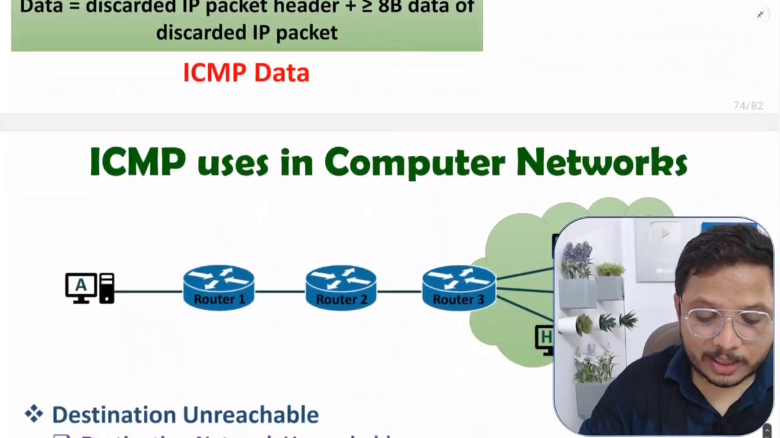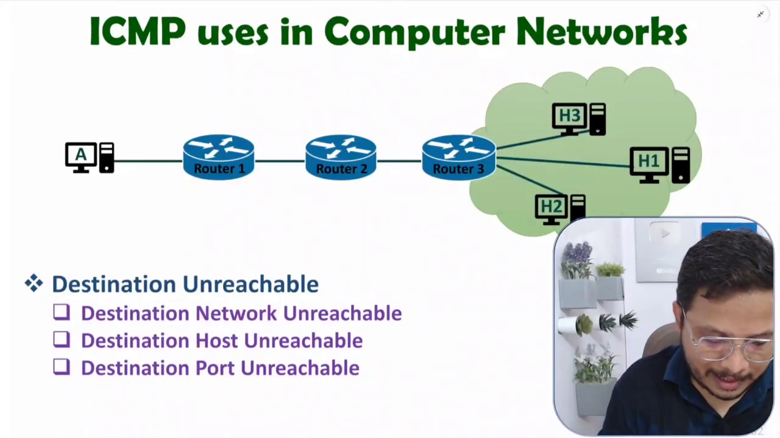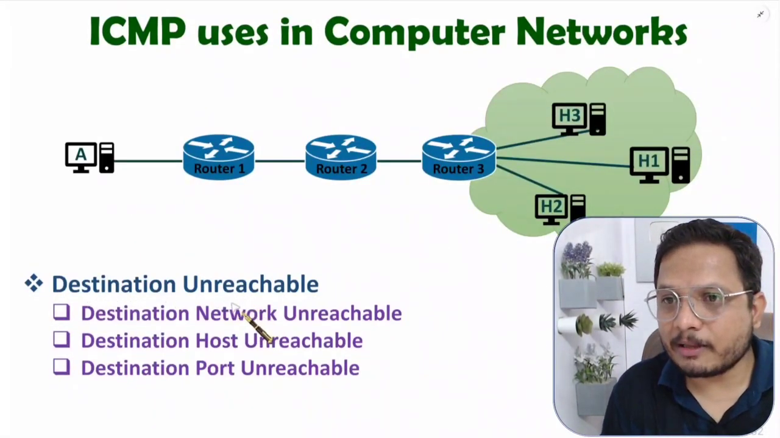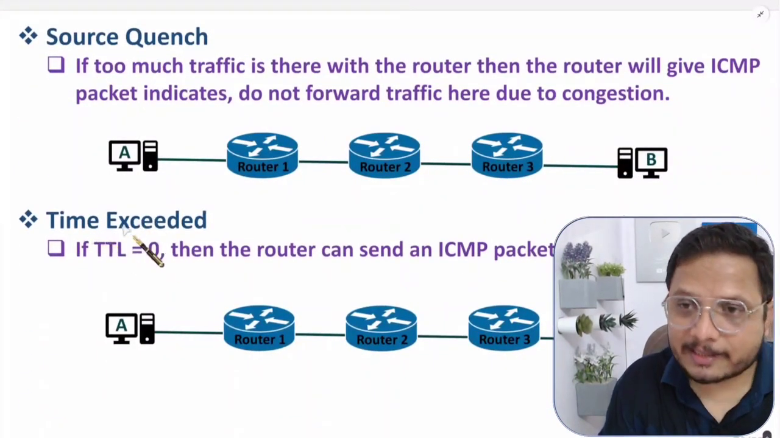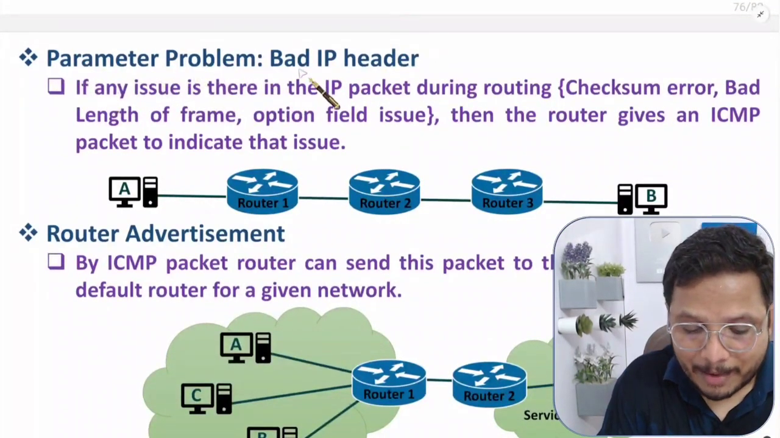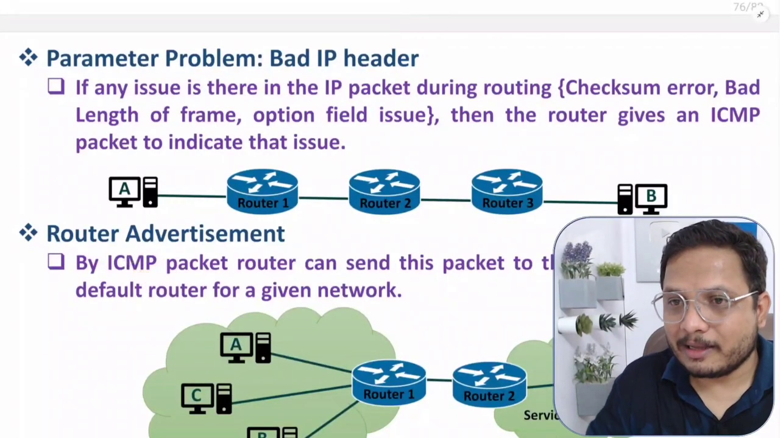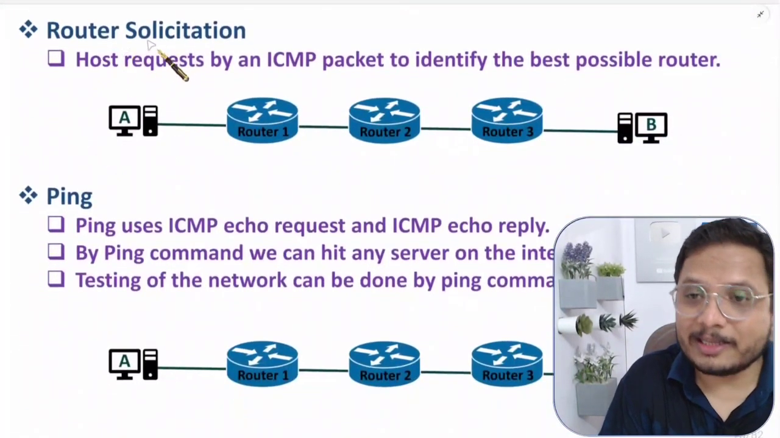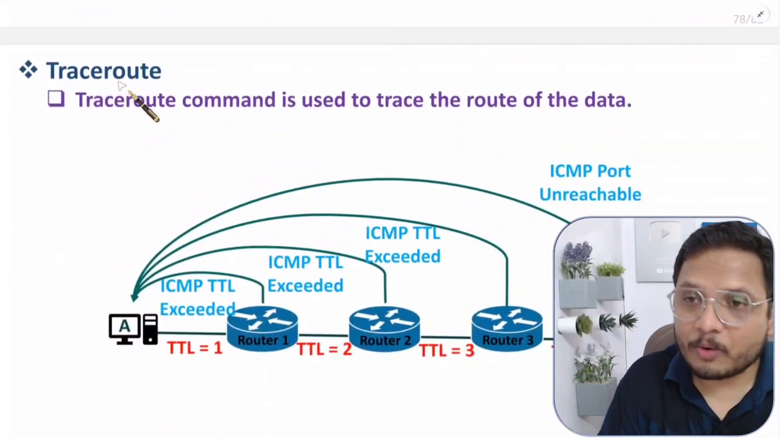How many usages are there, which I'm going to explain you in this video. See, there can be destination unreachable. There can be source quench. There can be time exceeded. There can be parameter problem like bad IP header. There can be router advertisement, right? There can be router solicitation. There can be ping command. There can be traceroute command.